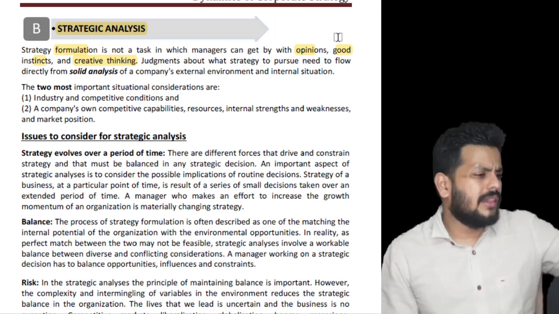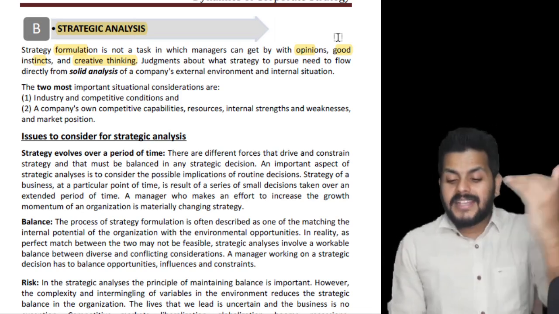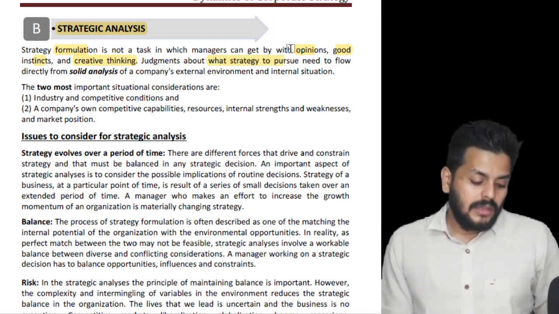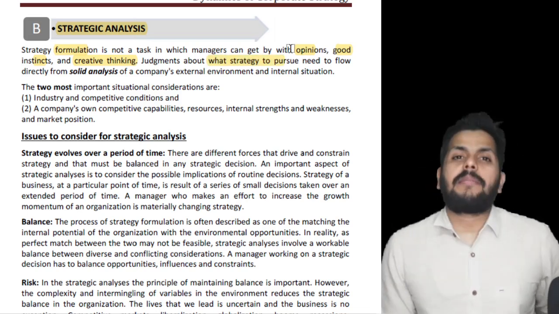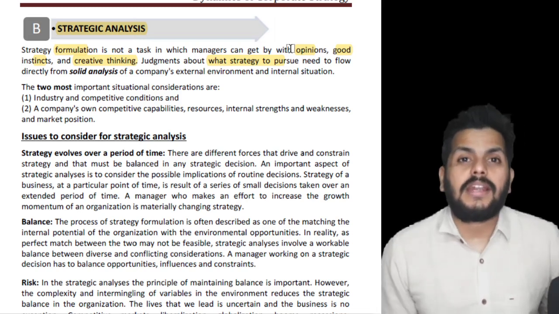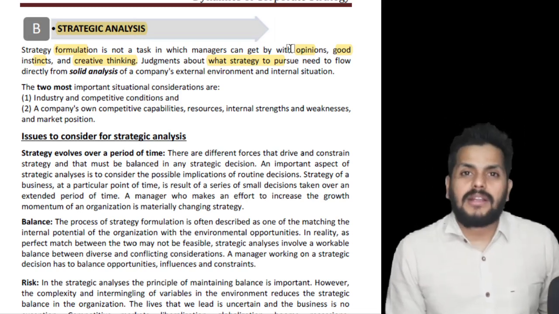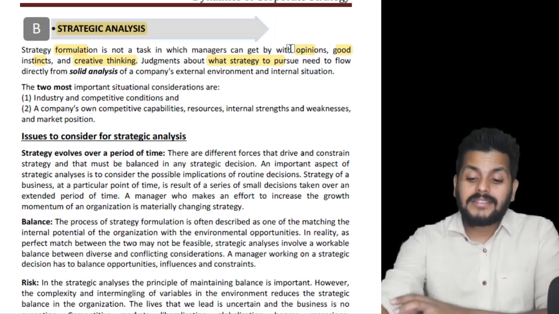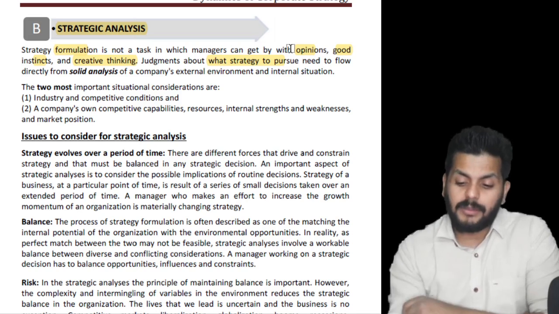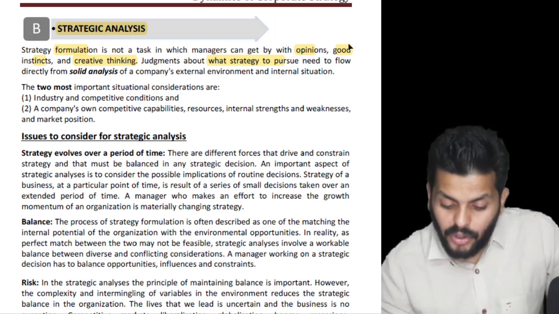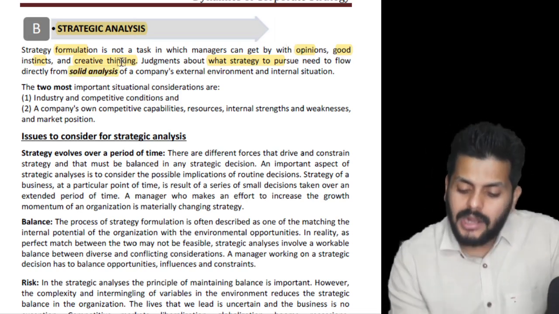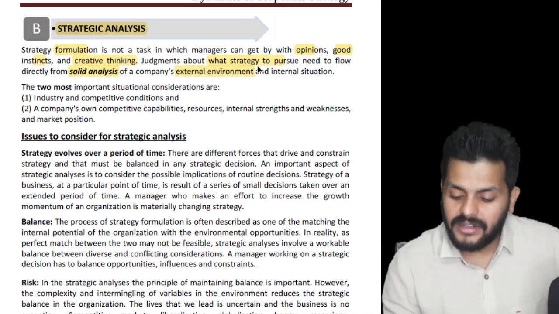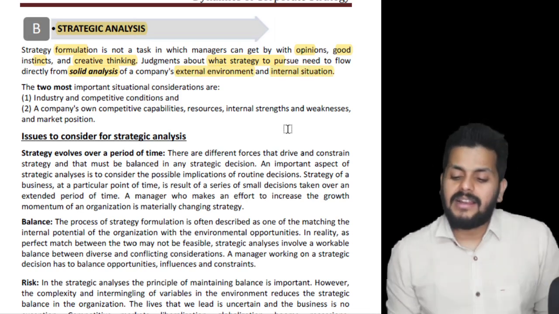Okay, sir, ruled out all that. Then what should we do? Judgments about what strategy to pursue. That doesn't mean that there are many strategies. Yes, you will get so many alternatives. There is no one way of doing a particular thing. There are multiple ways. When there are multiple ways, you can do whatever you want. So, judgments about what strategy to pursue need to flow directly from a solid analysis of what? Solid analysis of the company's external environment and internal situation.